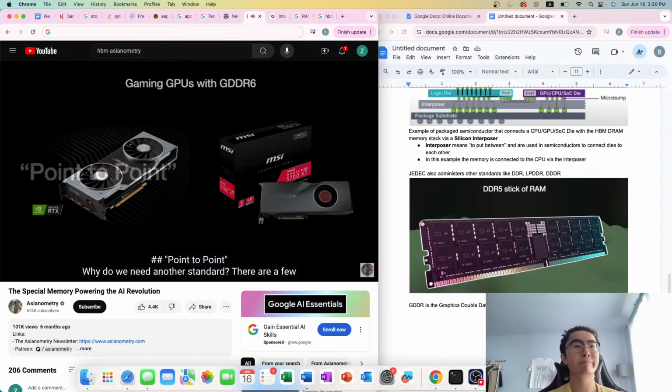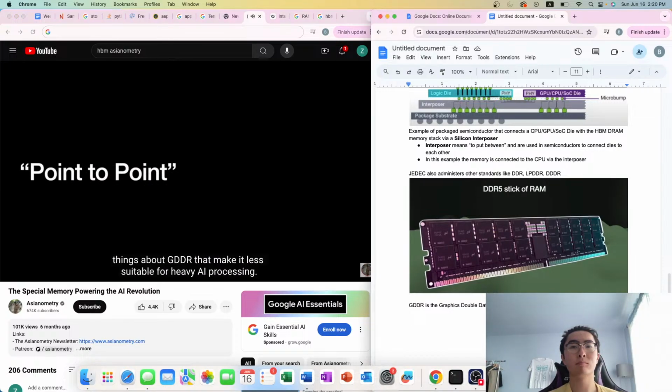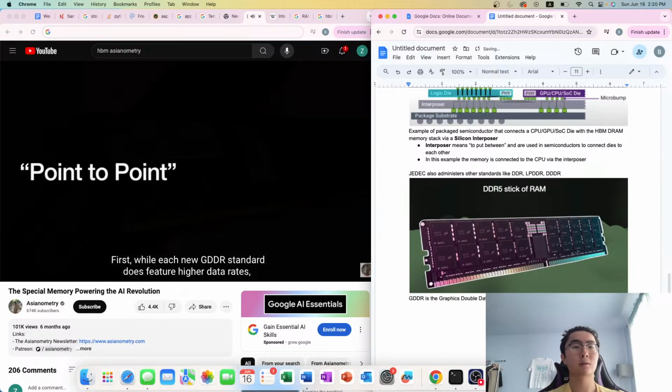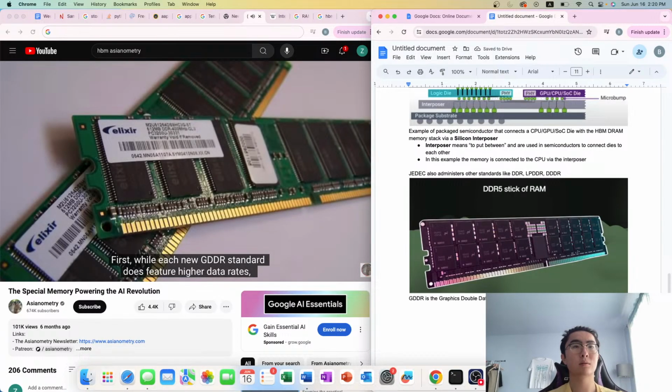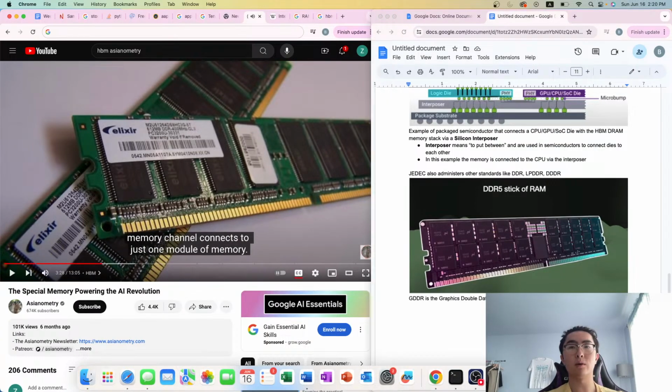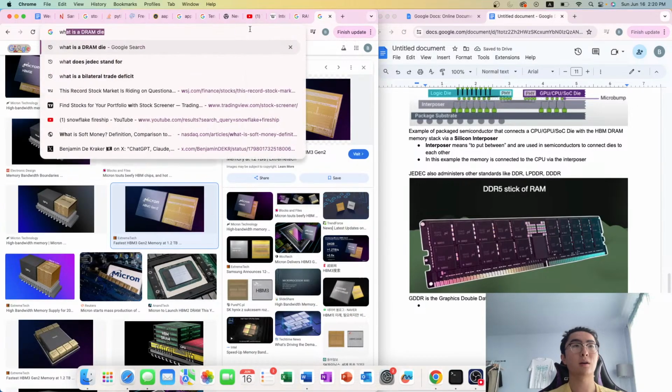So why do we need another standard? There are a few things about GDDR that make it less suitable for heavy AI processing GPUs. First, while each new GDDR standard does feature higher data rates, they also employ a point-to-point connection. This means that each... Okay, so what is a data rate? I guess it's fair to say, right?